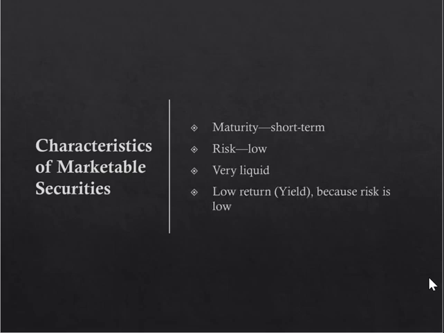There are a few characteristics of marketable securities: short-term maturity, low risk, very liquid, and low yield, because risk is low. Again, the principle: if the risk is low, you're going to get low returns. If the risk is high, you're going to get high returns. So the yield on marketable securities tends to be low because the risk is low. There are very few free lunches, especially in finance. So if you see low return, it's generally low risk. If you see high return, it's generally high risk.